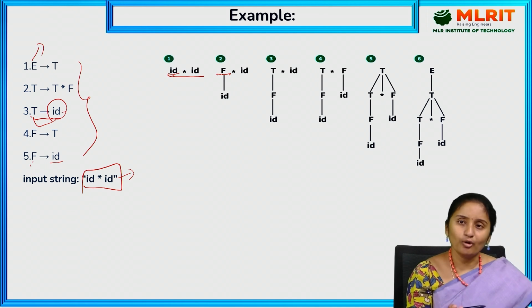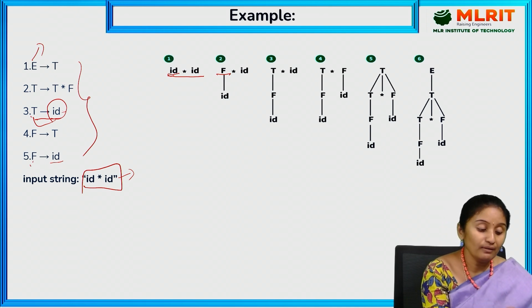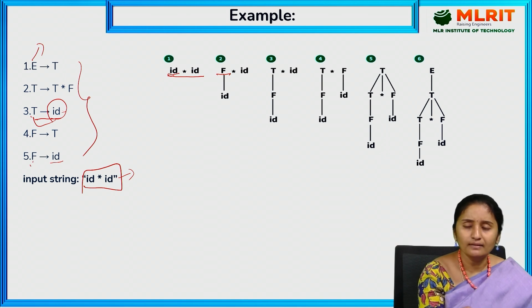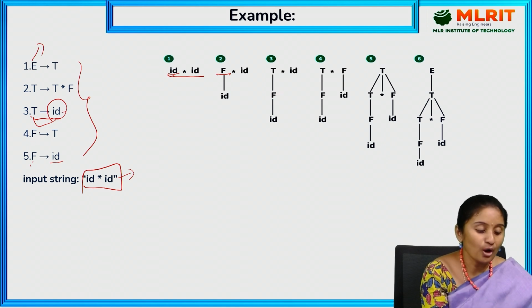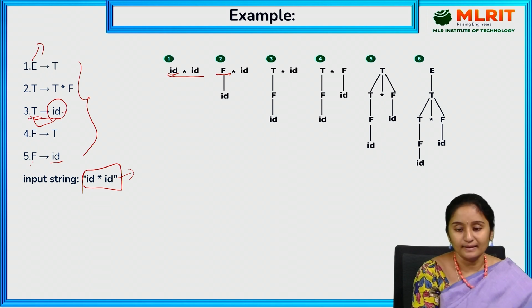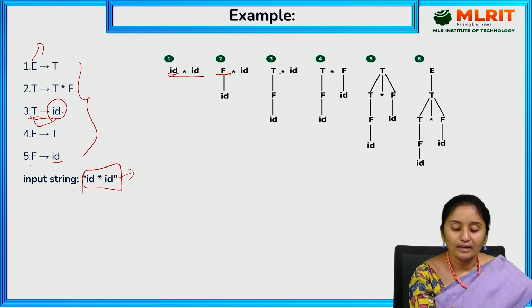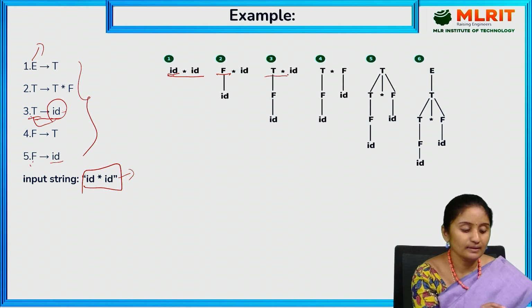It doesn't matter, F or T, you can do anything. ID tends to F, so F goes to ID. Still I can reduce this F. So how am I going to handle it? F is handled by T. So F can be handled with T. So T goes to F. Again, can I handle T star? Is there any production with T star? There is no production with T star.